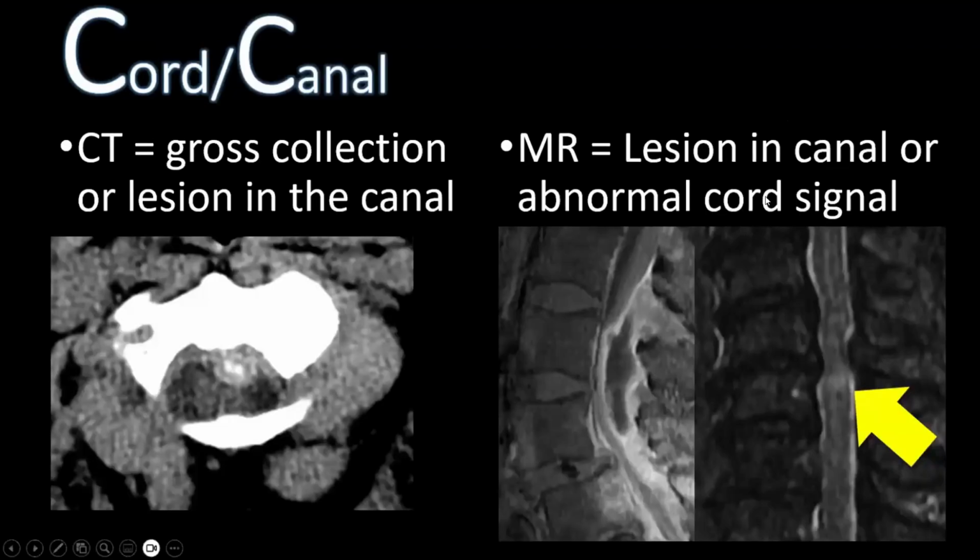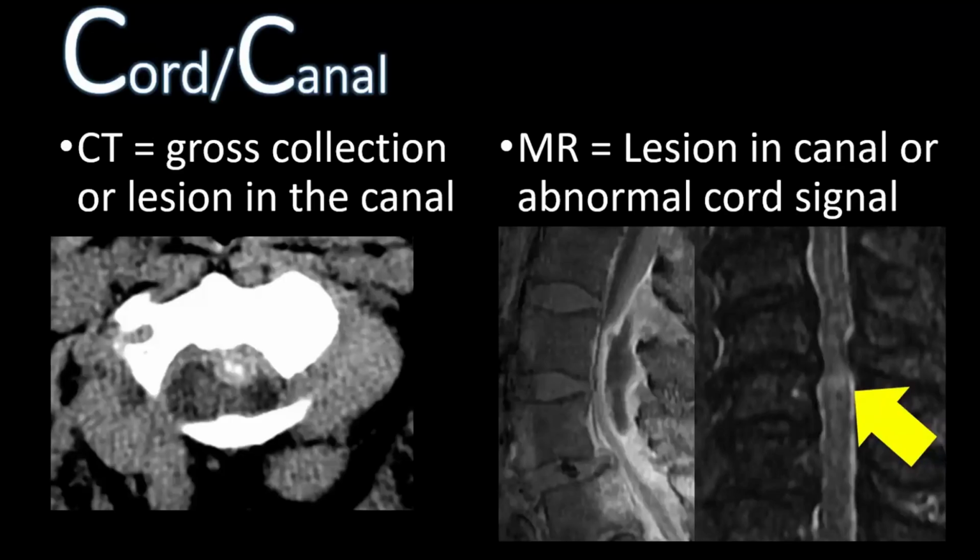So C is for, on CT, the canal, and for MR, the cord. On CT, you want to look at the canal contents to see any sort of large disc or large mass that could be compromising the canal. On MR, you can see the canal pretty easily, but you want to go beyond that, and the C is for the cord.